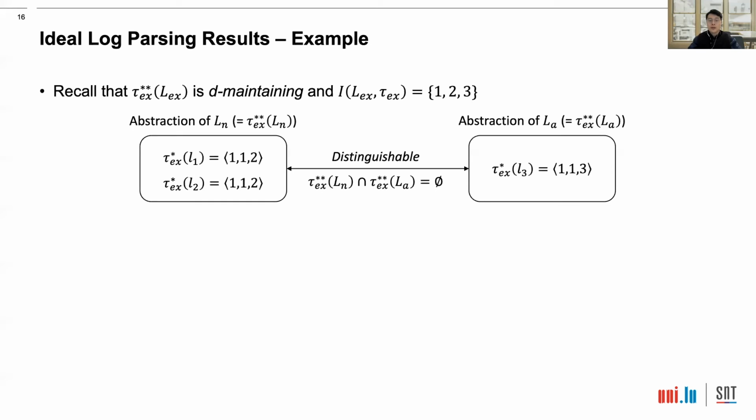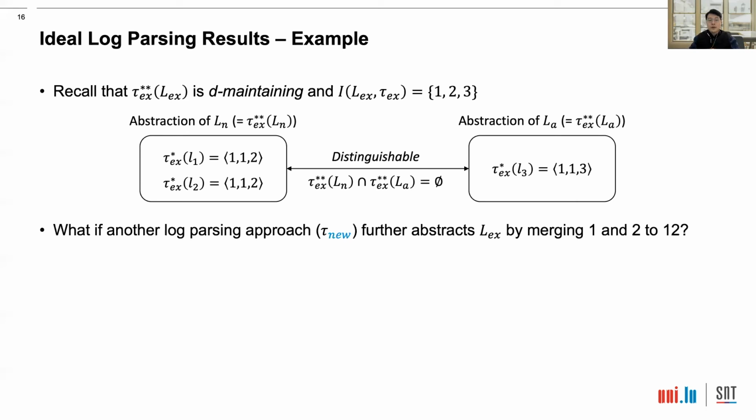Again, recall that in our running example logs, we have distinguishing results, and the information contained in those results is the three messages 1 to 3. And it is represented by this figure. You can see that after abstraction, we have distinguishable normal and abnormal logs.